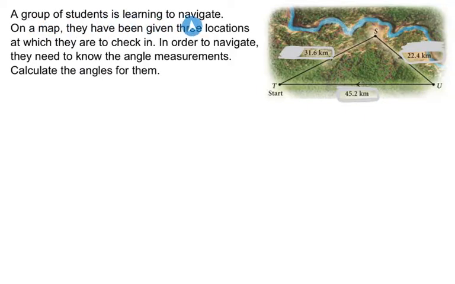We have a group of students who are learning to navigate. On a map, they've been given three locations, U, S, and T, and they need to check in at those locations. In order to navigate, they need to know the angle measurements that they need to travel. They need to find these angle measurements, so we're going to solve this triangle and find those three missing angles.